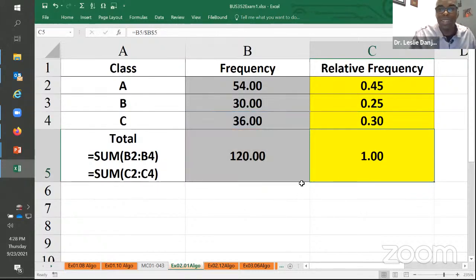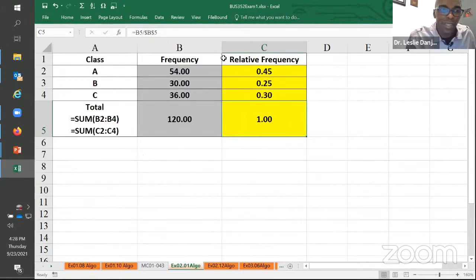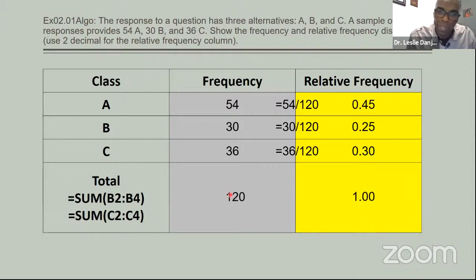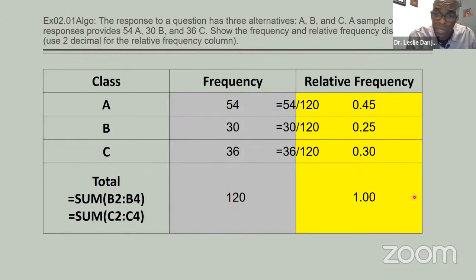All right, so within Excel, you can do some cool things. That is your first example right there. It shows you the formula, and it's basically 120 divided by 120 is 1.